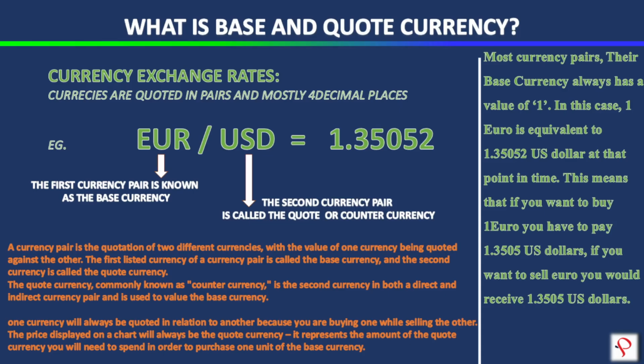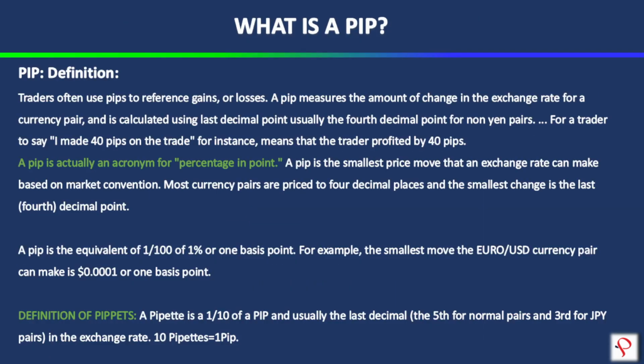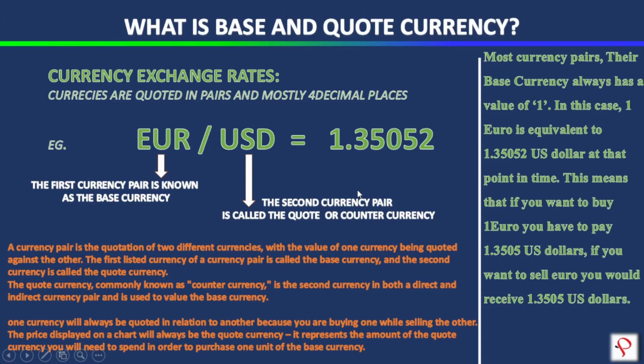So for instance, looking at this illustration on your screen, you're going to see that Euro here is the base currency and USD is the quote currency. In every currency pair, it's usually like that. The principles are the same. The first currency is known as the base currency and the second currency is known as the quote currency.